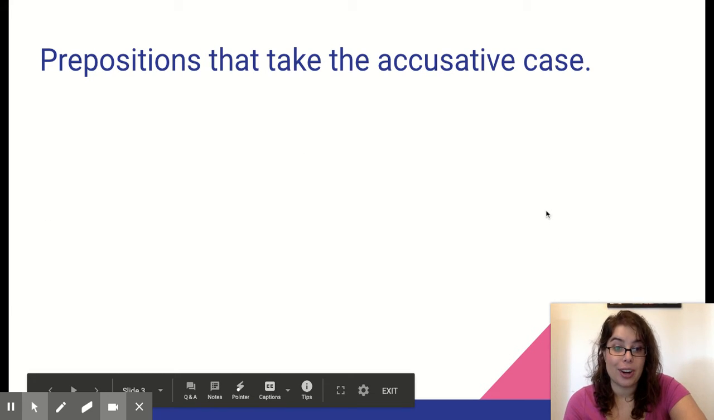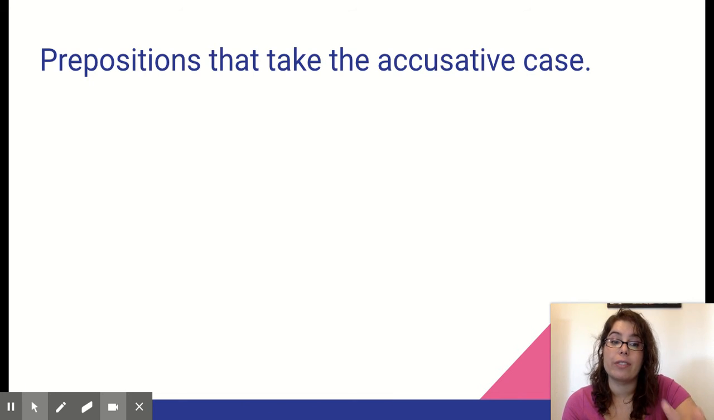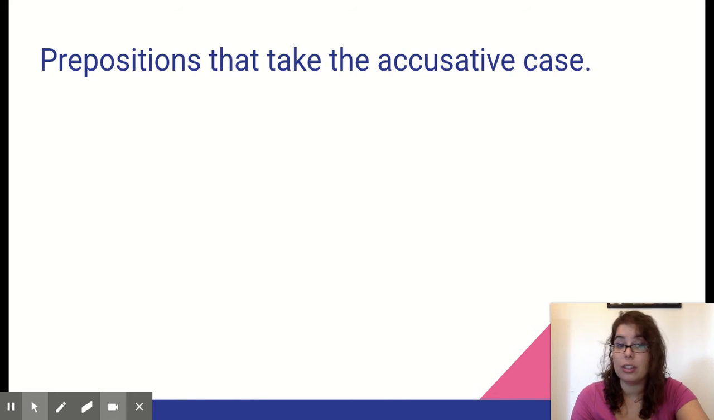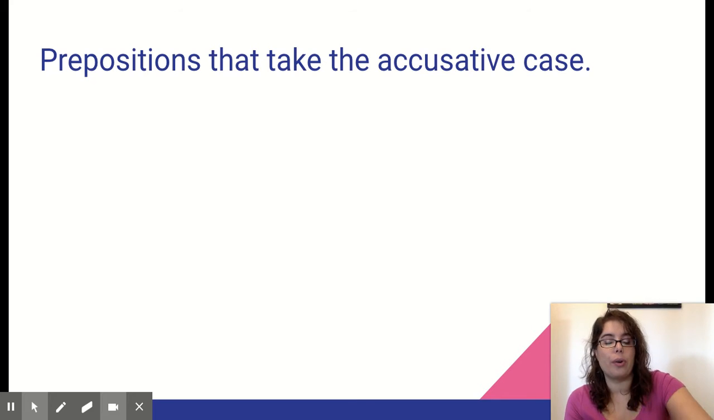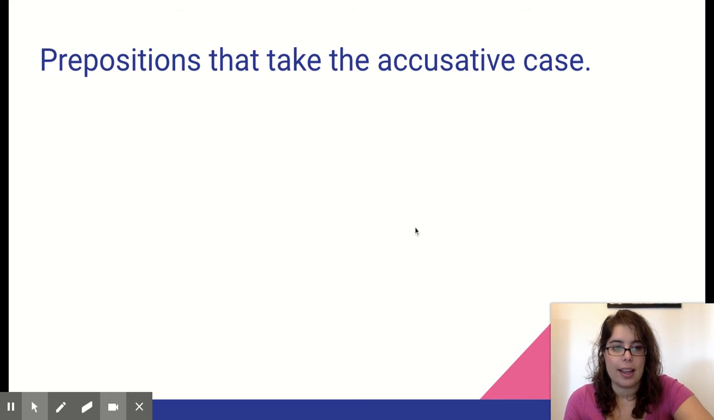Now, starting off with prepositions that take the accusative case, I do want you guys to take notes on these and write these down. Some of them we've learned already, some of them we haven't officially learned yet, but do write them all down. You can write them down while we're going through the video, or you can go back afterwards and look at the slides and take notes on them. Whatever works best for you.